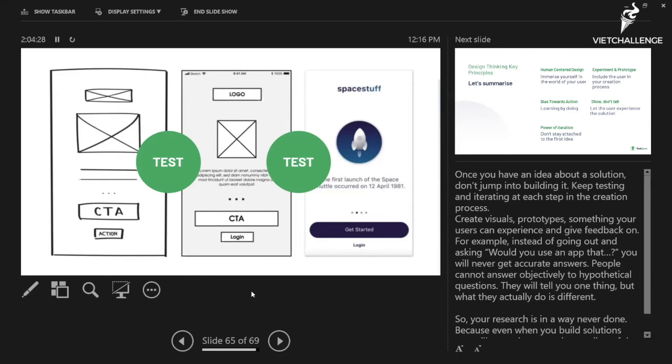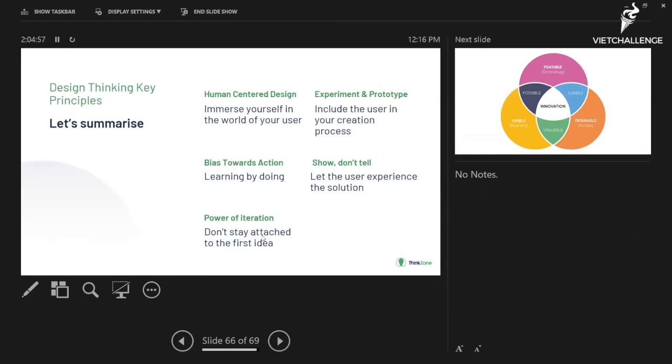Okay, so to summarize the five principles of design thinking: human-centered design, so really empathizing with your target group, putting yourself in the shoes of your target group; experiment and prototype, so always build a prototype before building the final product to be able to gain more empathy and more insights from your target group; bias towards action, so learning by doing, do something instead of thinking about it and planning it.